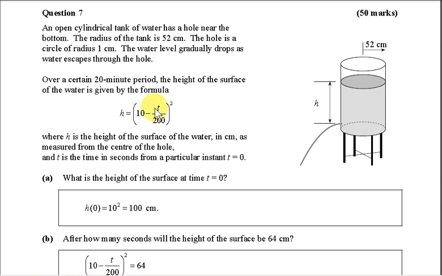Well, to get the height at any time, we just plug the time in here. So if we plug 0 in here, we get 10 minus 0 over 200. Well, that's just 10. Then we have to square 10 to get 100 centimeters. So initially, the height of water is 100 centimeters. So h is a function of time, and we're just getting h at time 0.